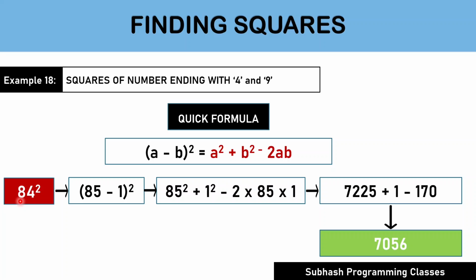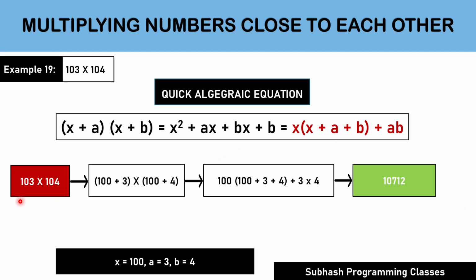Now, after so many calculations, we have been able to get the squares of numbers ending with 0, 1, 4, 5, 6 and 9. Also, in further lessons, I am going to teach you how to find squares of all kinds of numbers. For now, I am going to teach you how to multiply two numbers that are close to each other. The problem is 103 multiplied by 104.